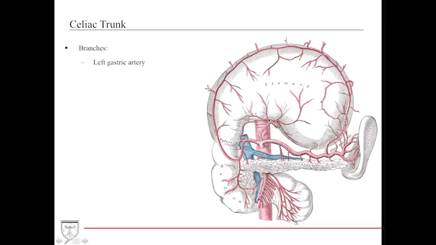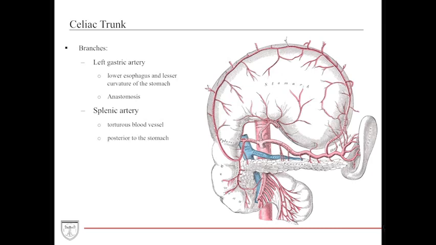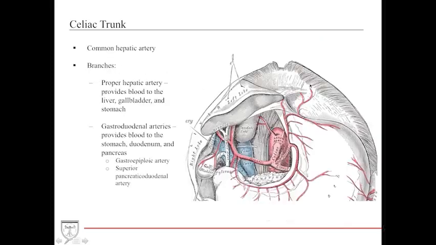So the celiac trunk, as we mentioned, has the left gastric, which provides blood to the lower esophagus and lesser curvature of the stomach, and has an important anastomosis with the right gastric, which comes off the proper hepatic artery. The splenic artery provides the predominant blood supply to the spleen as well as to the pancreas. It's a very tortuous blood vessel that is located posterior to the stomach. It has important branches that include the left gastroepiploic, which, as you can imagine, provides blood to the stomach as well as to the surrounding omentum. It also has the short gastric arteries, which perforate and enter the regions of the stomach itself on the backside, and also the pancreatic branches that provide blood to the pancreas.